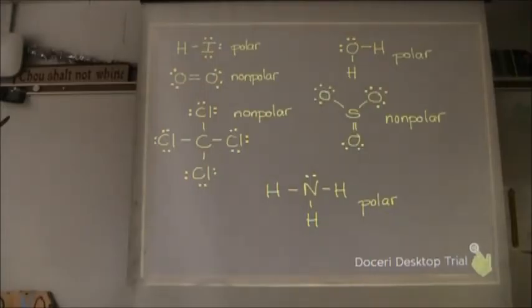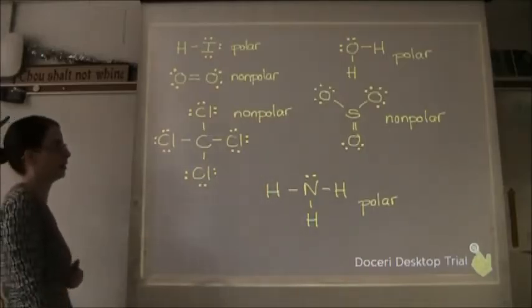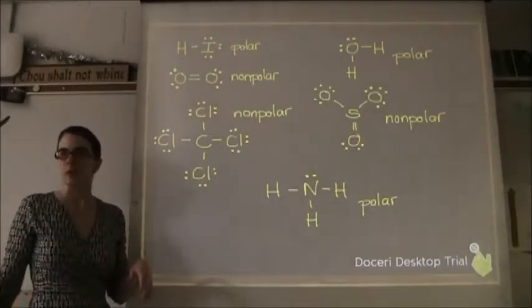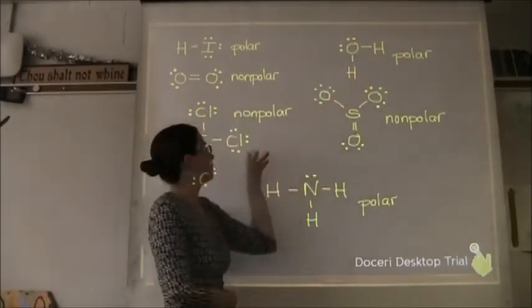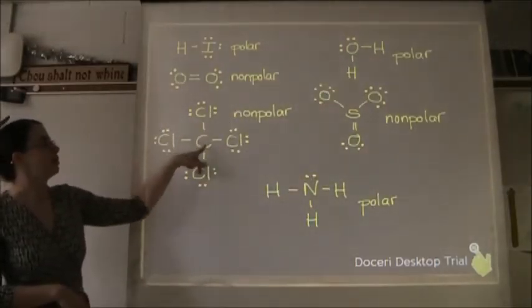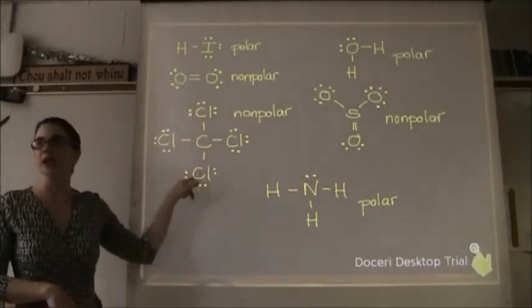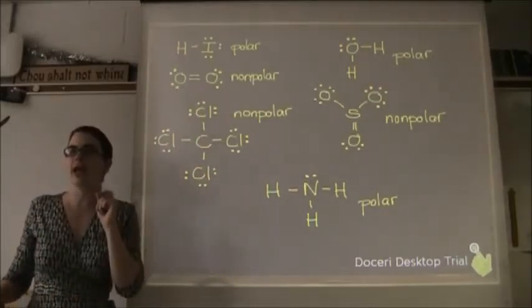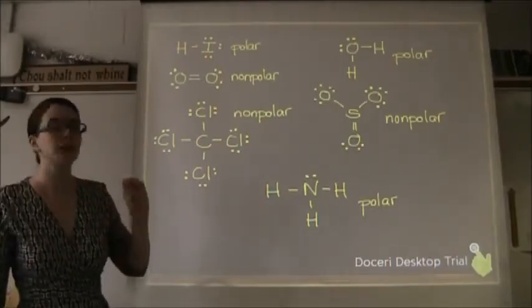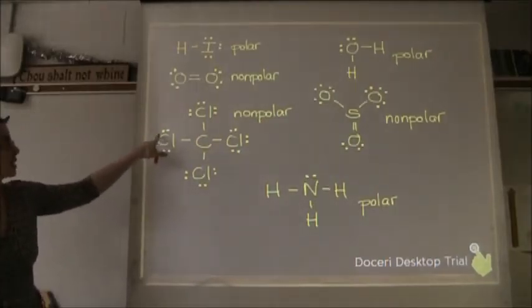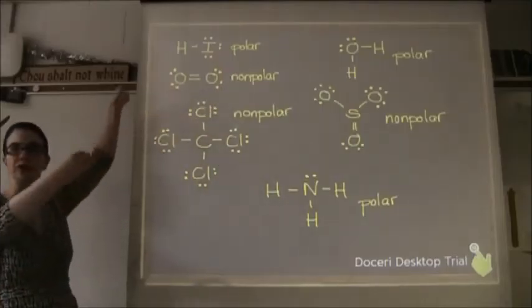Thank you. The shape cancels out the polarity of those bonds. Okay? We've got, oh, well, actually, let me come back. Which element, carbon or the chlorines, is the more electronegative element? Chlorine. Okay. So these electrons are going to be pulled to the outside.